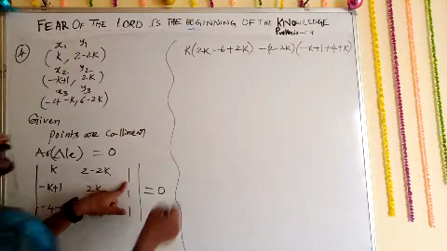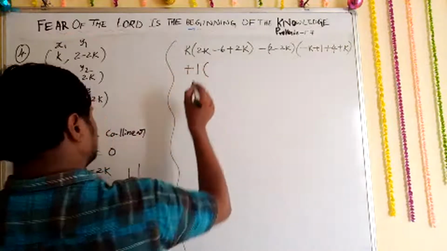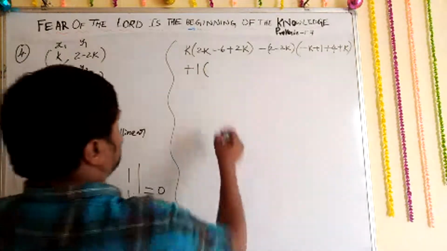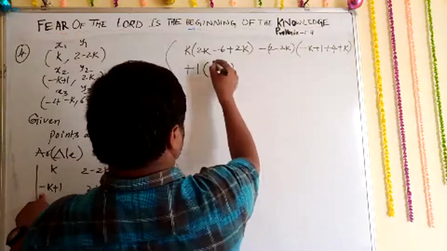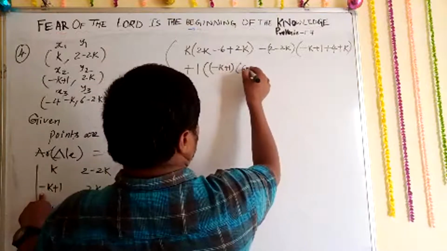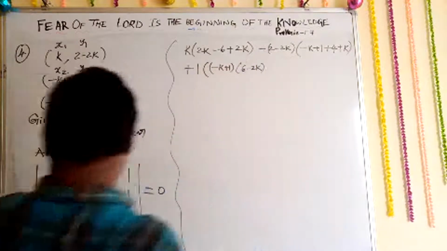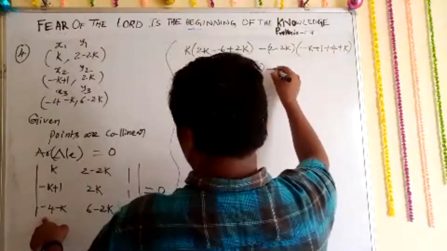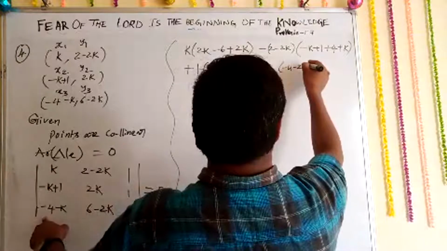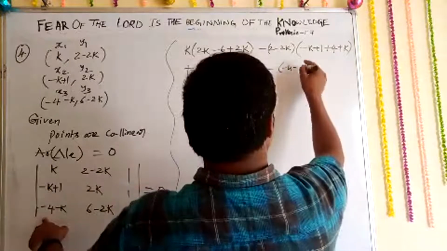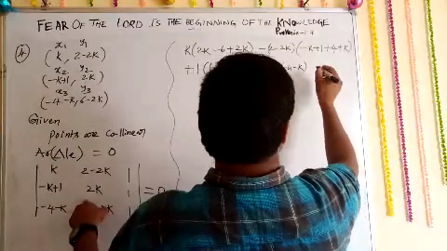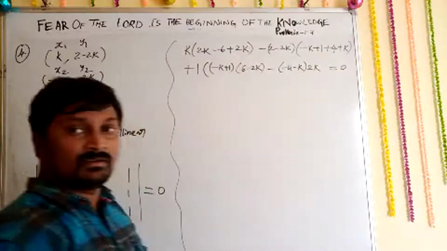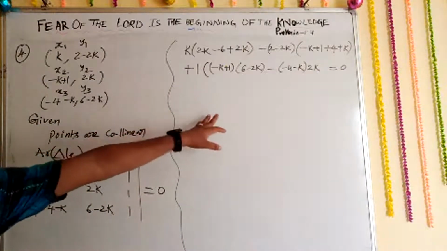So next one, 1 plus 1 into minus k plus 1 into 6 minus 2k. So write minus k plus 1 into 6 minus 2k. So this we need to simplify later. So now here it is again a minus symbol, minus 4 minus k into 2k. So that is equal to 0. Okay.